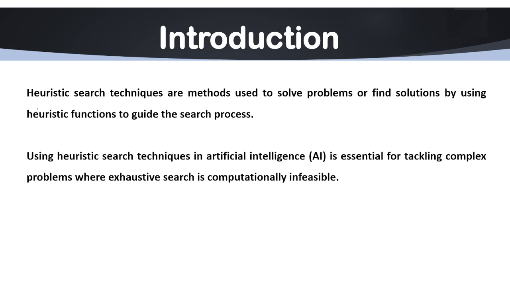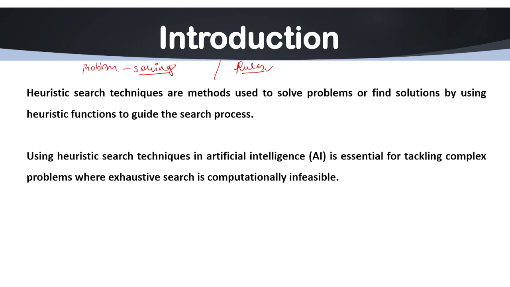At first, students, you should note what the meaning of heuristic search is. Basically, heuristic search is a problem solving technique that uses heuristics, or we can say that uses some rules of thumb, to guide the search process toward its solution more efficiently. Heuristics are basically used when an exhaustive search is too slow or computationally expensive. Then we use heuristic techniques.